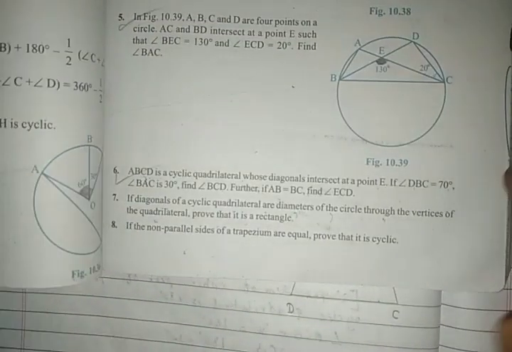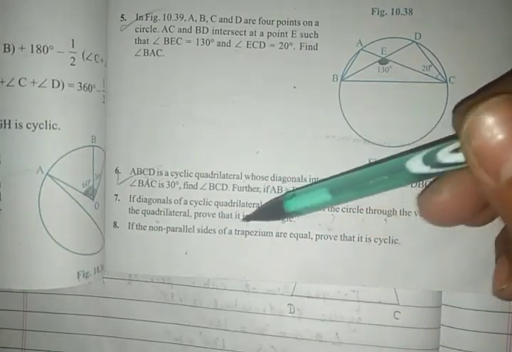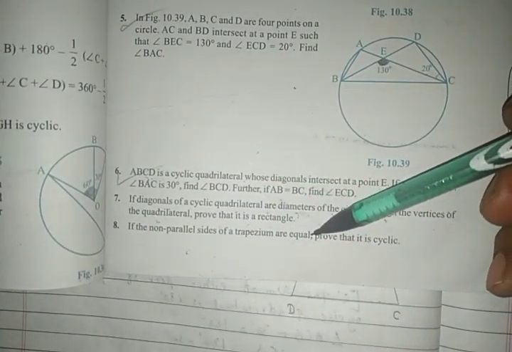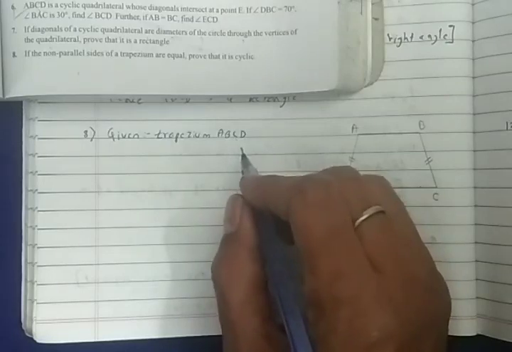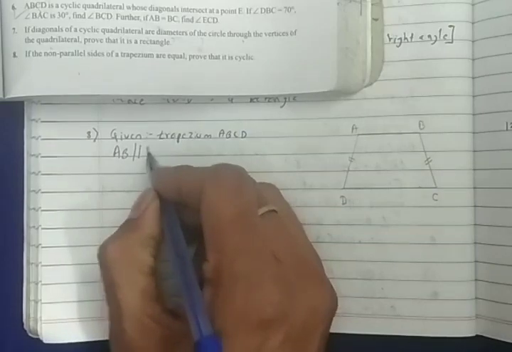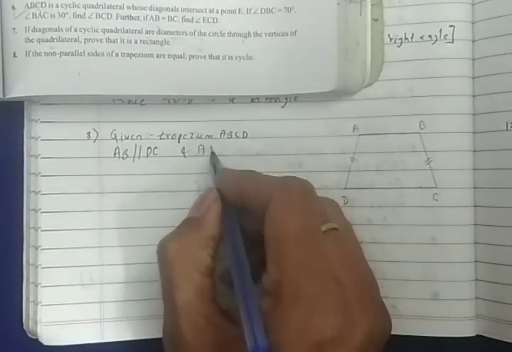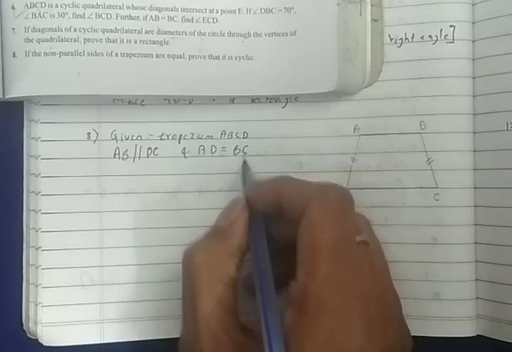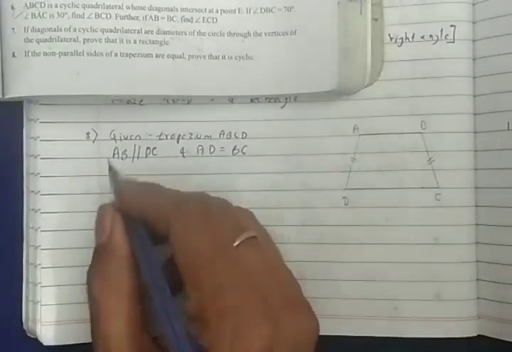Now let's solve sum number 8. It says that if the non-parallel sides of a trapezium are equal, prove that it is cyclic. ABCD is a trapezium in which AB is parallel to DC and AD is equal to BC. We have to prove that it is cyclic. These two pieces of information are given.